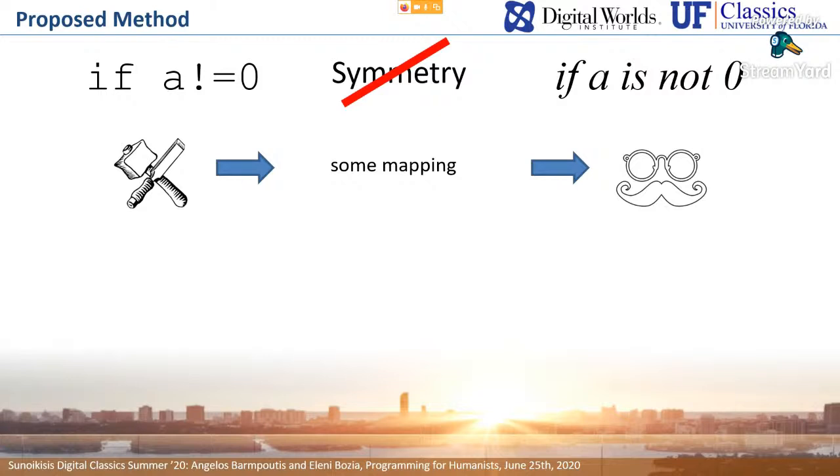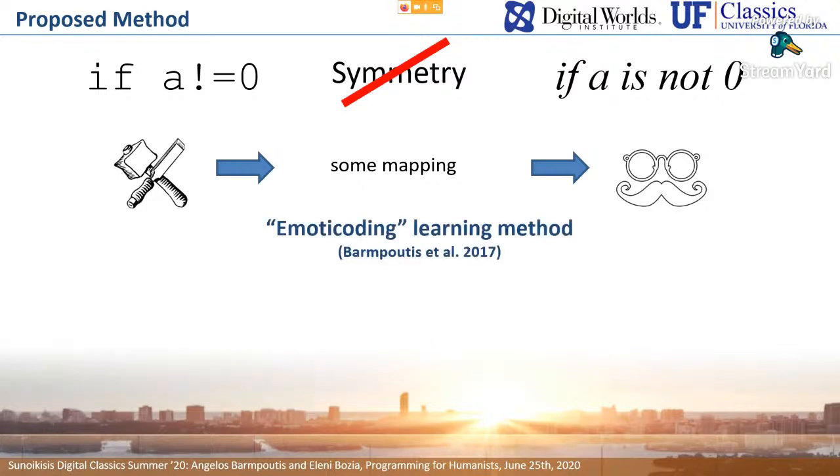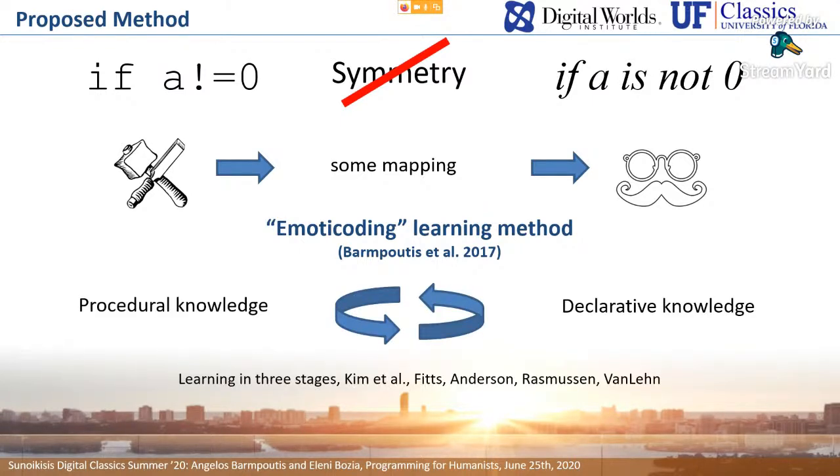It would be much easier if we read something much more explanatory in a natural language, such as if A is not equal to 0, which explains, in other words, what the underlying encoding means. So in that particular case, the exclamation mark equals means is not. So the method is called emoticoding just because it resembles the way we type emoticons, and it was proposed in 2017.